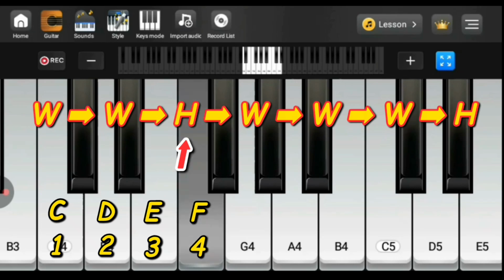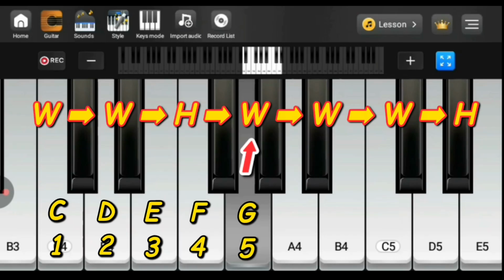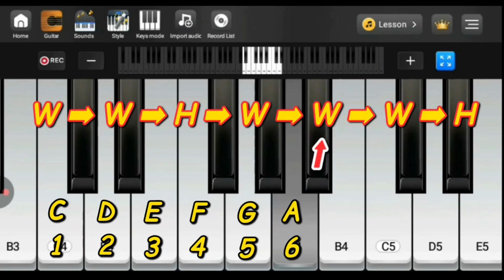So from F, the formula says we are moving a whole step again. So from F, we move to G. You can see we are skipping one note for the whole step. So our next note is G. From G, the formula says we are moving another whole step. So from G, we are moving to A, which is a whole step. We are skipping one note.